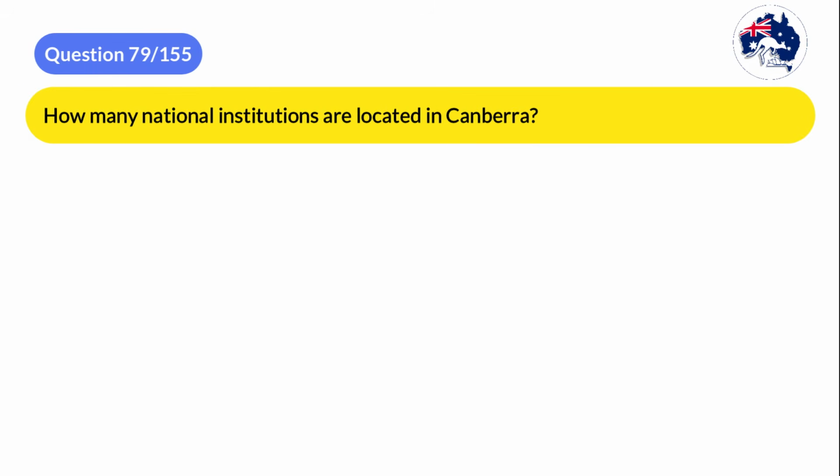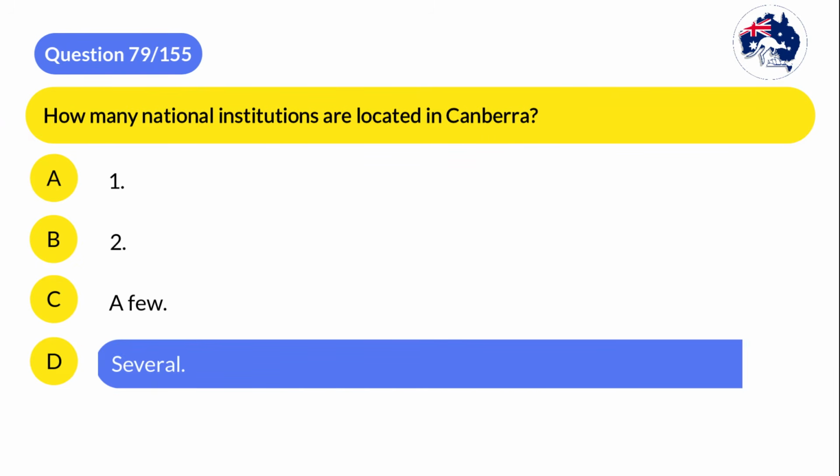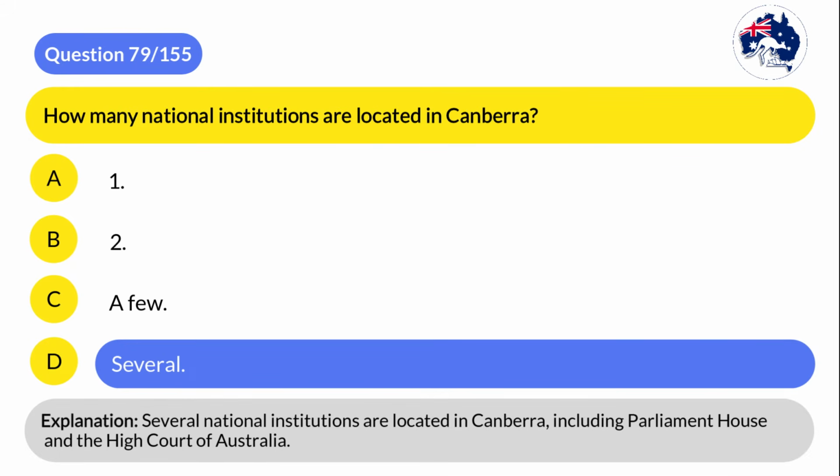Question 79. How many national institutions are located in Canberra? A. 1. B. 2. C. A few. D. Several. The correct answer is D. Several. Explanation: Several national institutions are located in Canberra, including Parliament House and the High Court of Australia.